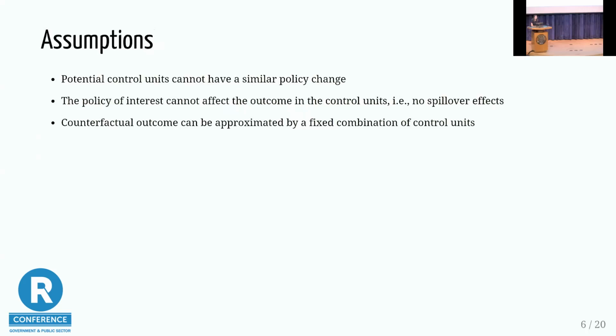All right, and of course, as a statistician, I have to give you the assumptions before going into talking about the methodology. So there are three assumptions that I want to point out here. When you choose your control units, or sometimes I'll refer to them as donor cities, they cannot have a similar policy change. And the policy of interest, so in this case, the adoption of the plan, cannot affect the outcome in the control cities. And so no spillover effects. So we want it to be clean.